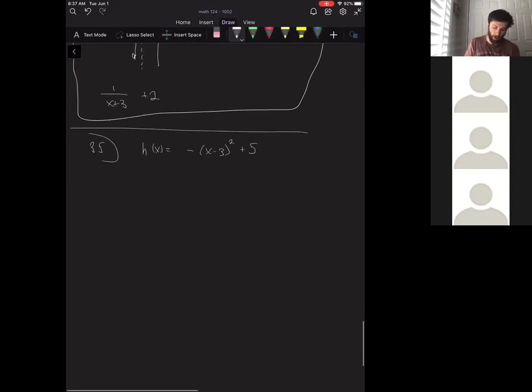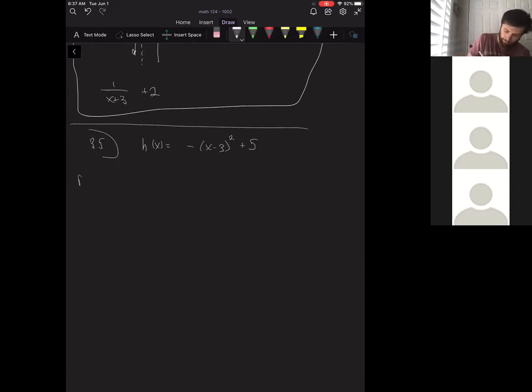First, just like always, let's start with our parent function. For our parent function here, we get rid of every single number that's not an exponent. So we get rid of the minus sign, the minus 3, and the 5. And all we're left with is x squared.